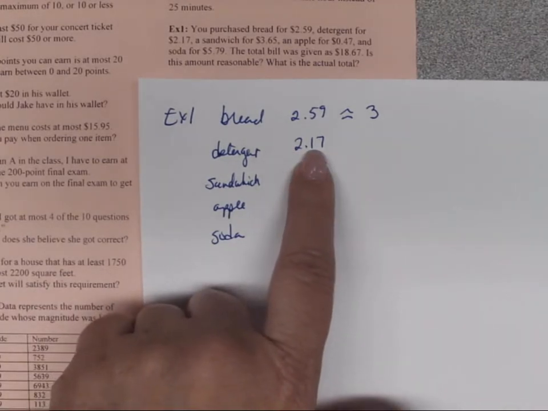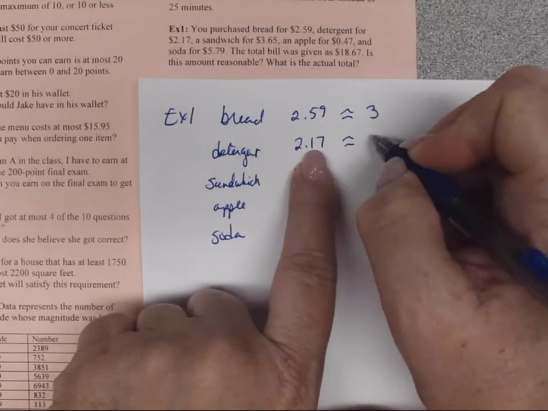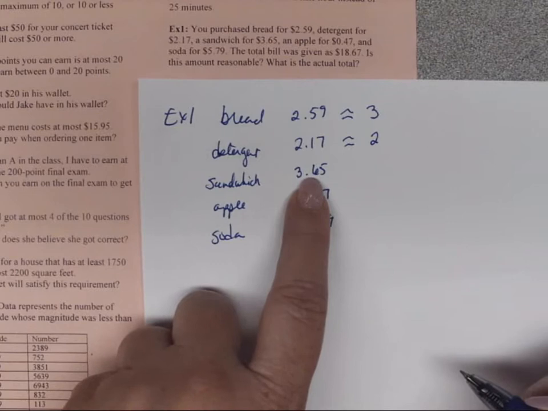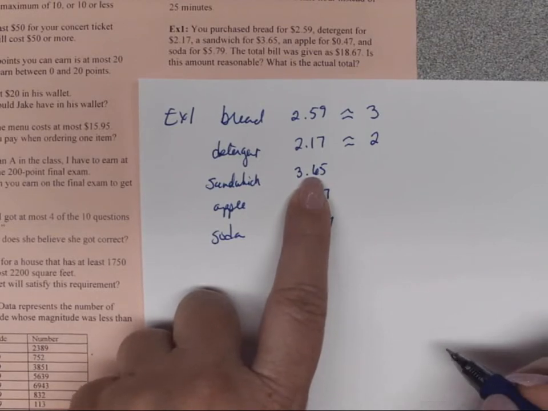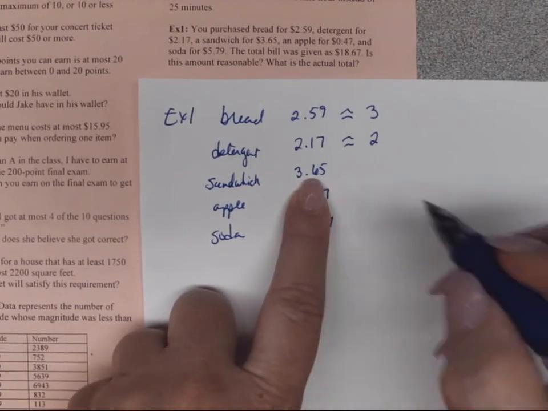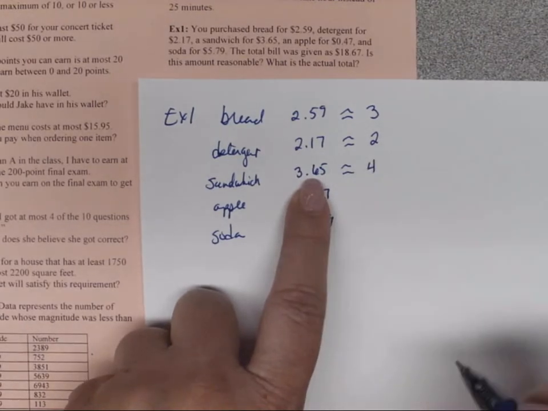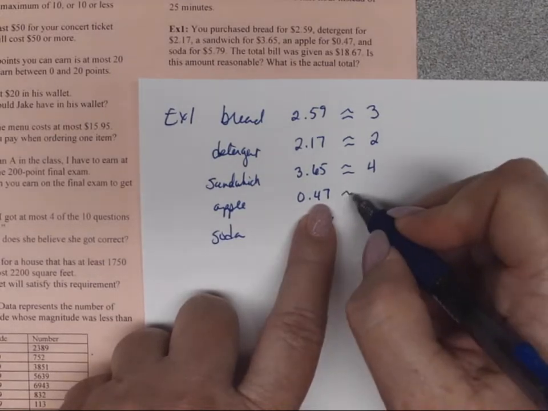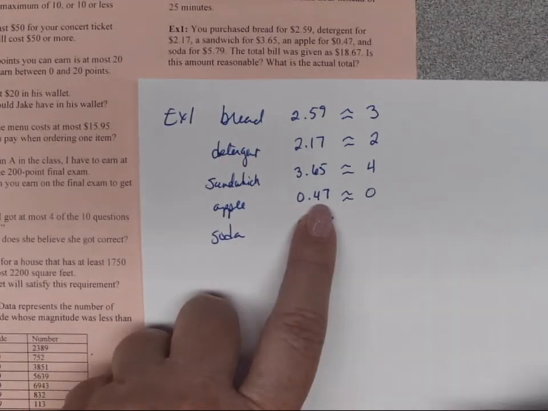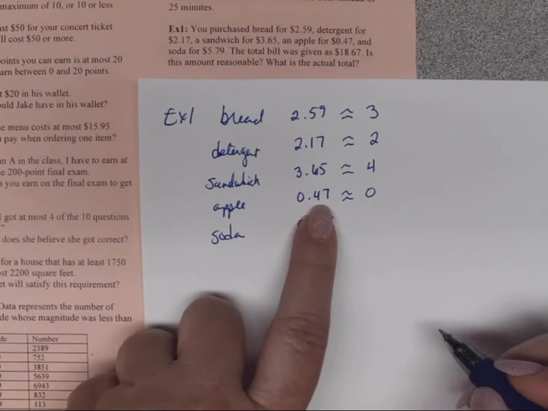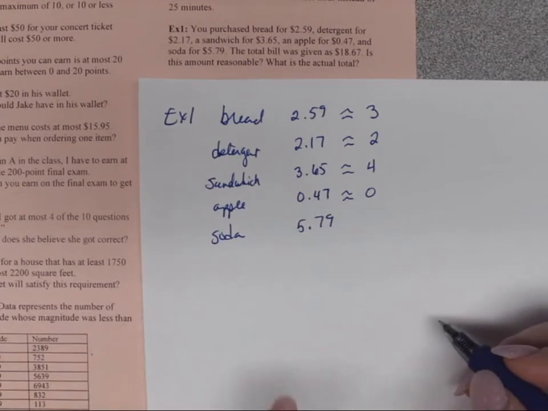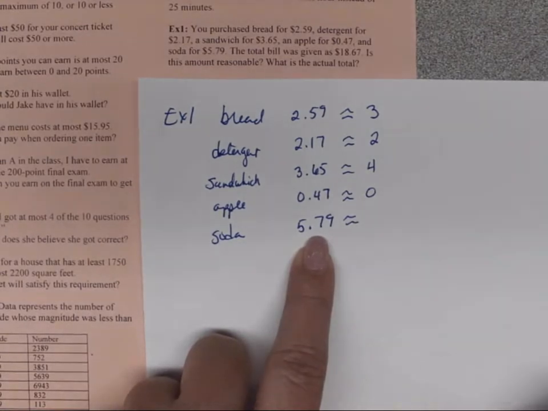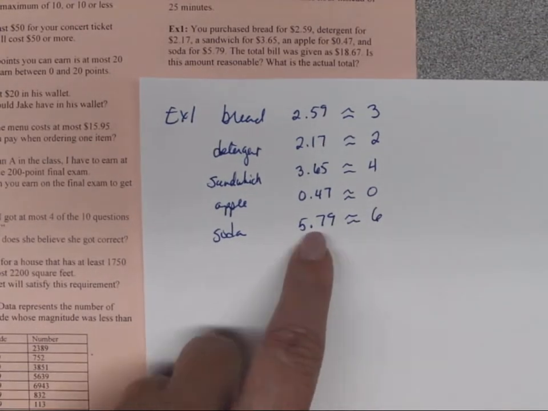$2.17, well, that's less than 50, so this will be $2. $3.65 for our sandwich, well, 65 cents is greater than 50 cents, so we're going to round up to $4. The apple is 47 cents. Well, that's less than 50 cents, so we will round down to 0. No, it's not free, but we're going to round it to that. And $5.79, well, that's greater than 50 cents, so we'll round it up to be 6.